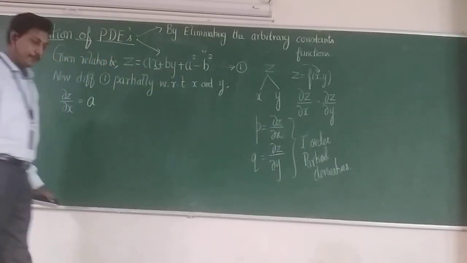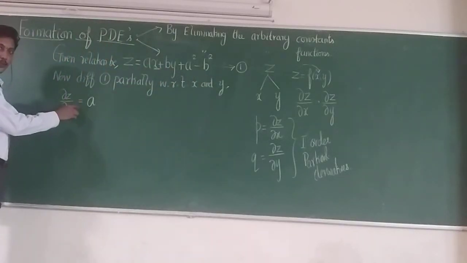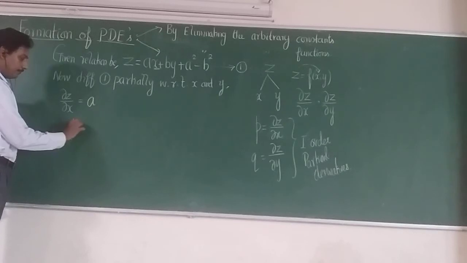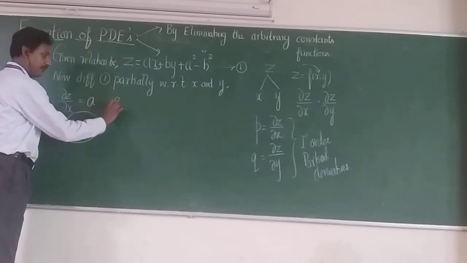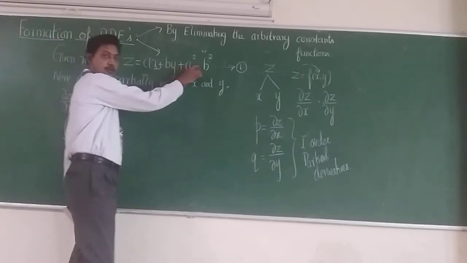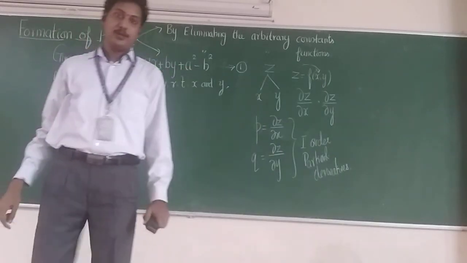Clear? Now what about the notation for ∂z/∂x? It is nothing but p. So p is equal to a. Clear? And similarly, when we differentiate equation number 1 with respect to y, what is the left hand side?